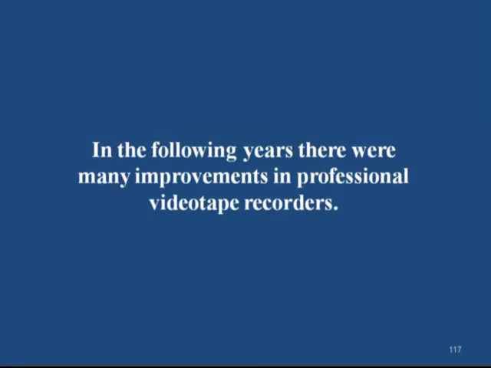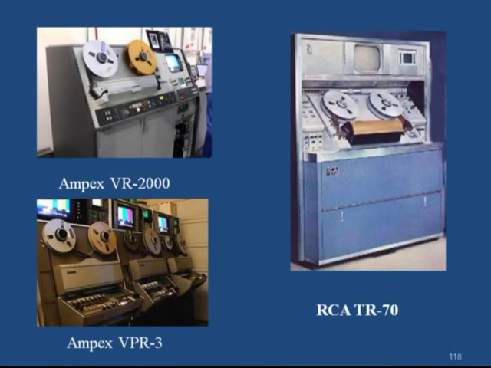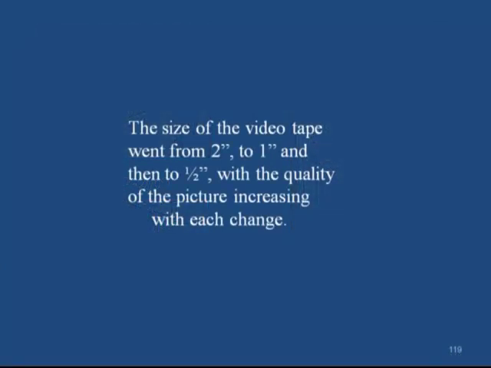In the following years, there were many improvements in professional videotape recorders. After the VR1000, Ampex had the VR2000. That was a 2-inch tape. Then the VPR3 was a 1-inch tape. RCA stayed in the field with 2-inch tapes for a while, but they dropped out of the race. The size of the videotape went from 2 inches to 1 inch and then to 1/2 inch, with the quality of the picture increasing with each change.